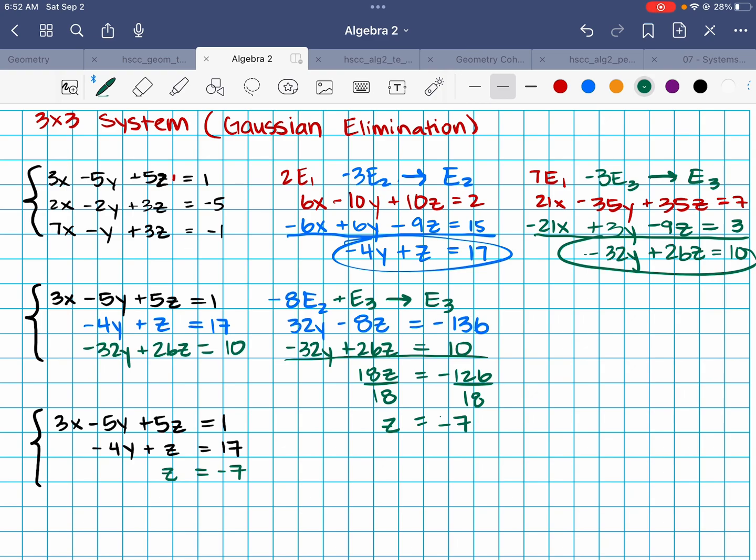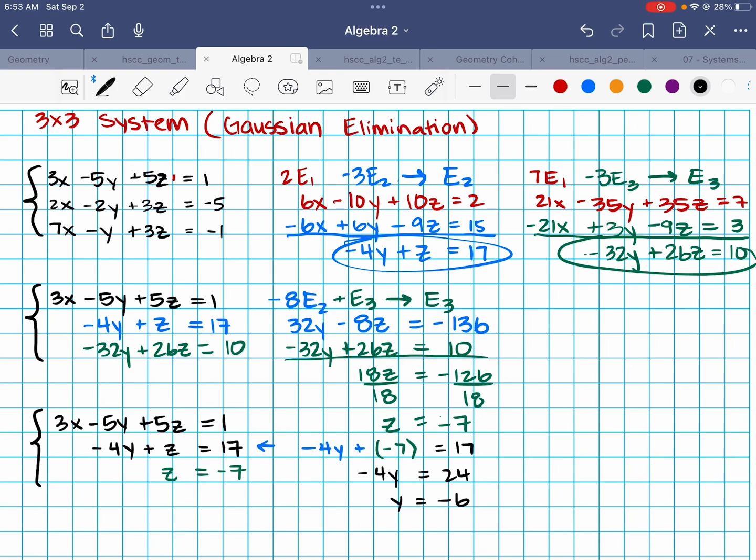Now we can use backward substitution. Knowing that z is equal to negative 7, we can grab our E2 equation right here, and we can solve it by saying negative 4y plus that negative 7 we found is equal to 17. And now we have a straightforward linear equation. Negative 4y equals 24. Divide both sides by -4, and we get y equals -6.